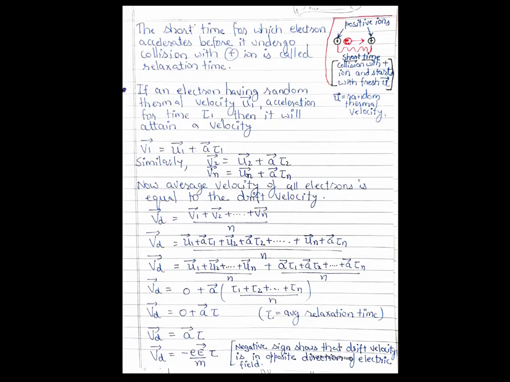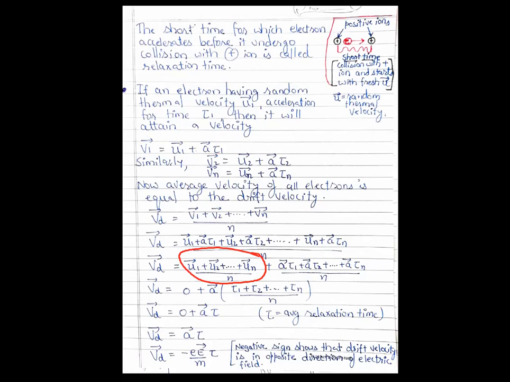V1 value we are substituting from here in this. So we will get this. Similarly, value of V2 will substitute, we are getting this. Similarly, the value of Vn we are substituting, we will get this upon n, right? Now what we are doing? We are separating the terms. All u terms, u1 plus u2 plus un, separate, plus all acceleration terms, a tau 1 plus a tau 2 plus dot dot dot dot a tau n upon n, right?